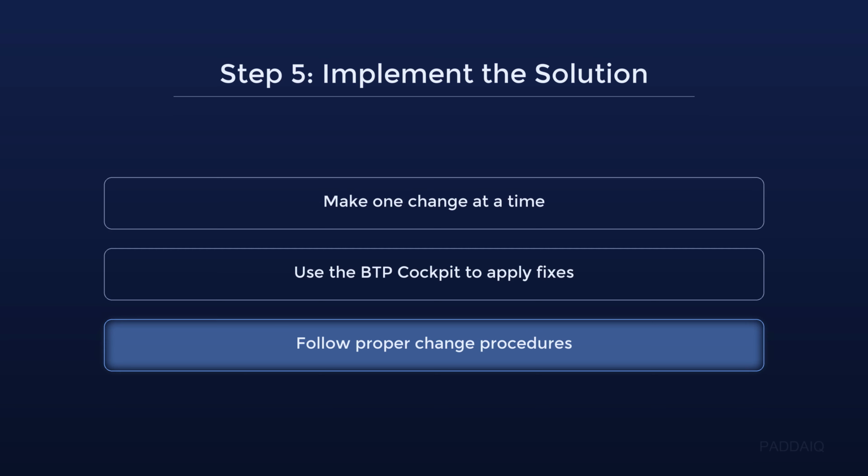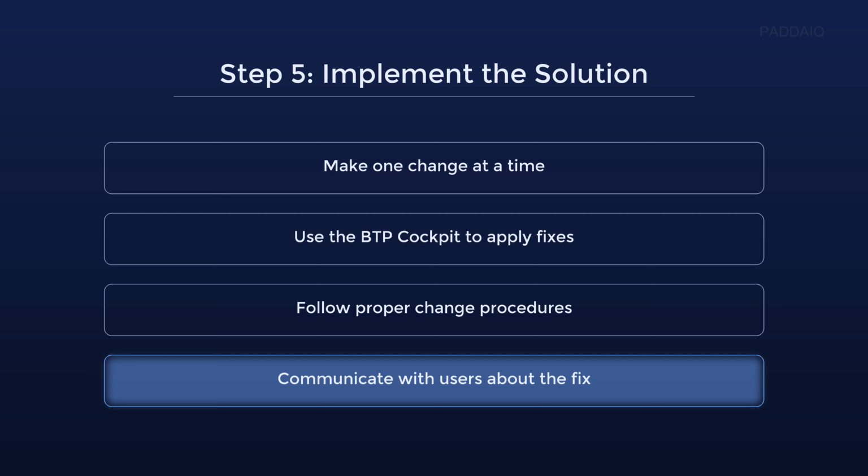Follow proper change procedures. This means systematically documenting, testing, and approving any modifications before they go live. For example, when updating a cloud application, first deploy it to a test environment for validation instead of directly to production. This disciplined approach prevents errors and ensures system stability.